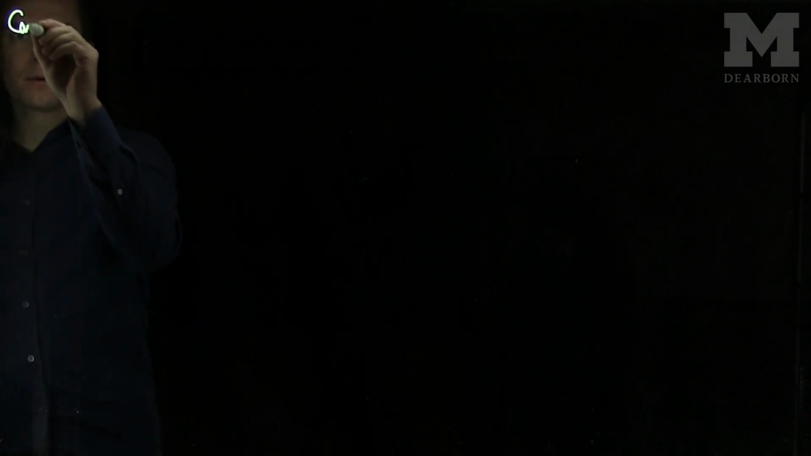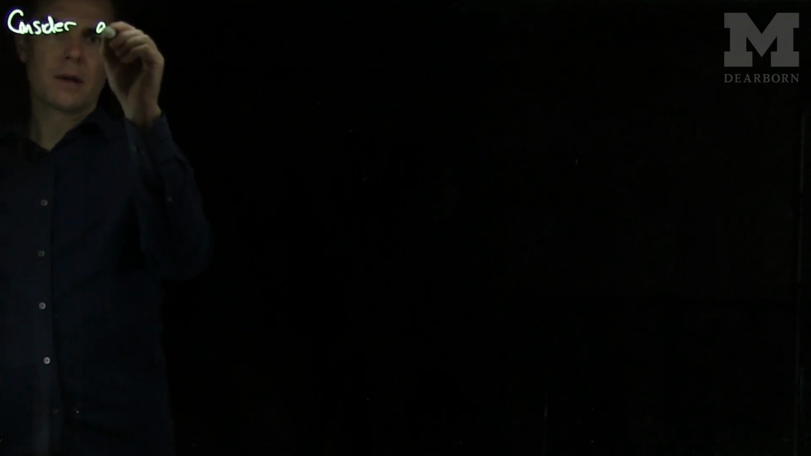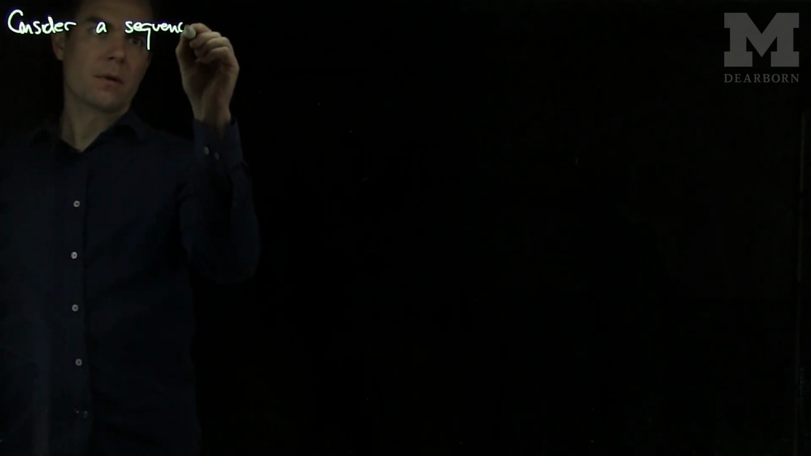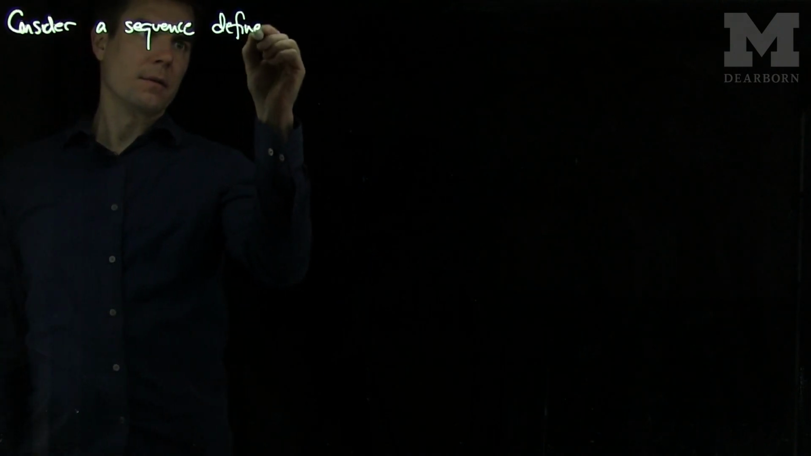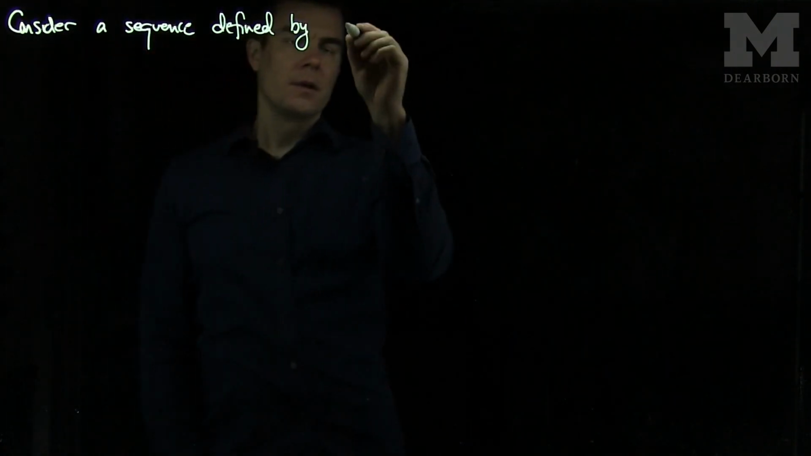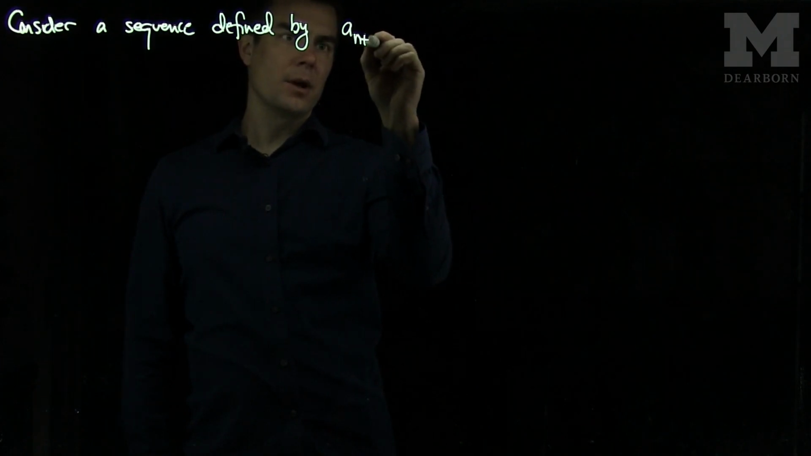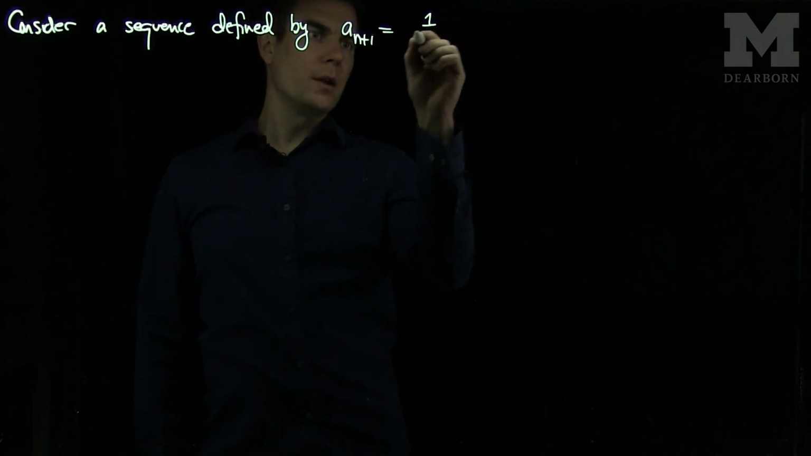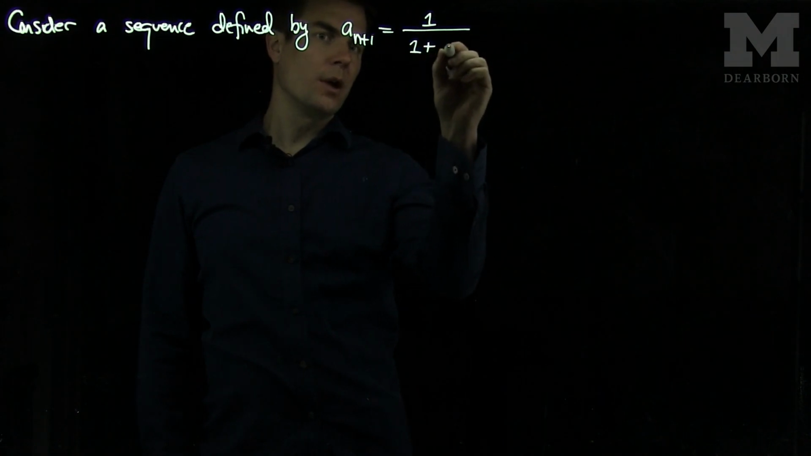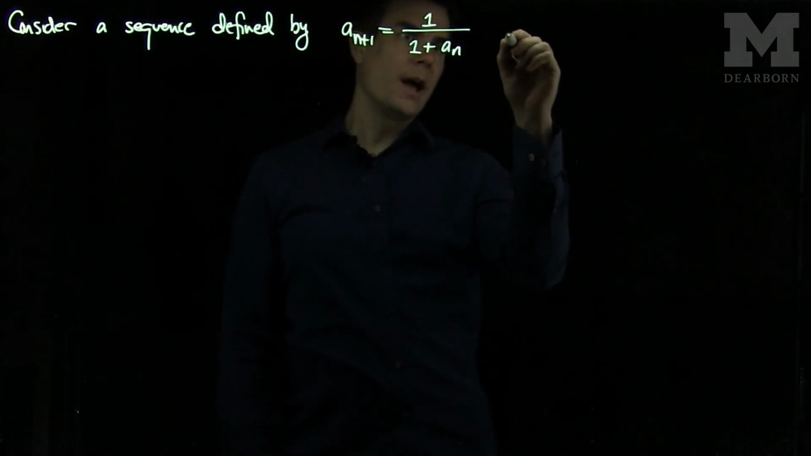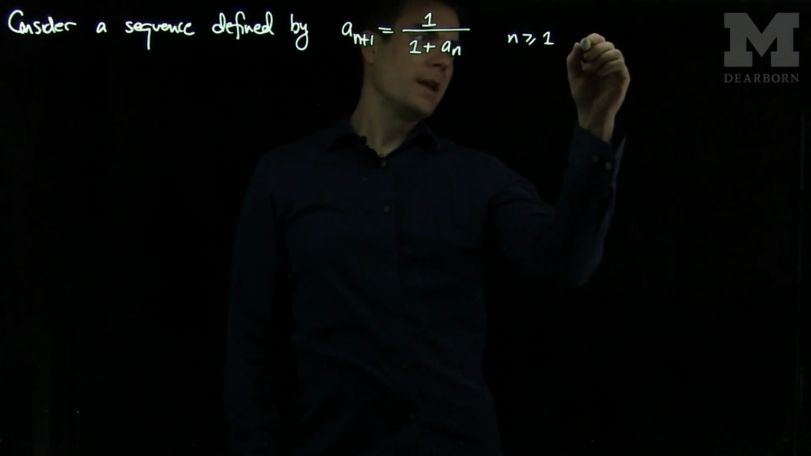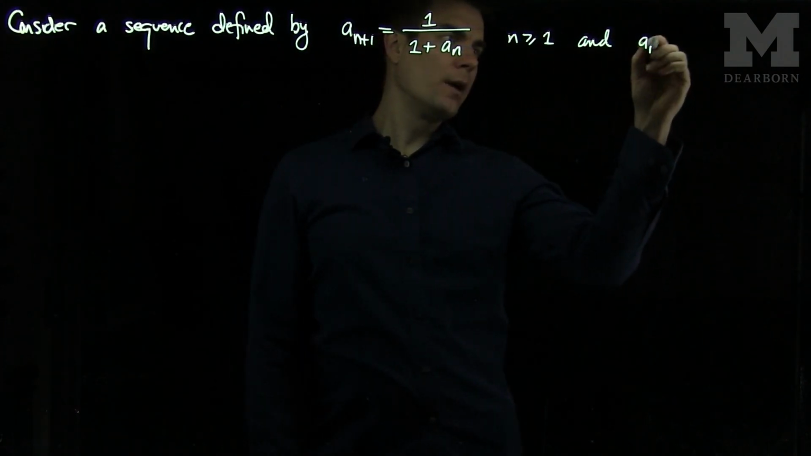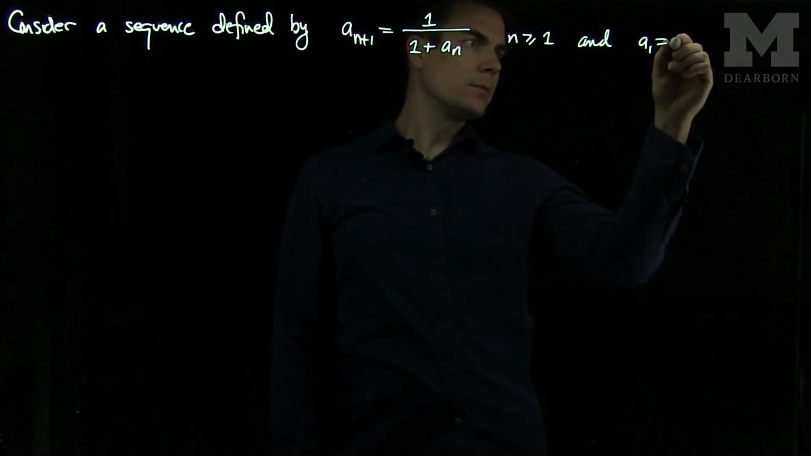Hello students, in this video we'll see examples of how recursively defined sequences can tend to a limit. So let's consider a sequence defined by a(n+1) = 1 over 1 plus a(n) for n bigger than or equal to 1, and a1 will be set to be 2.